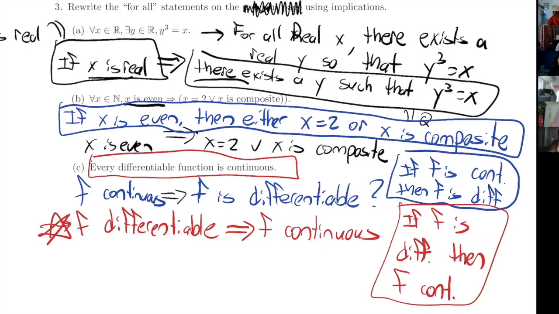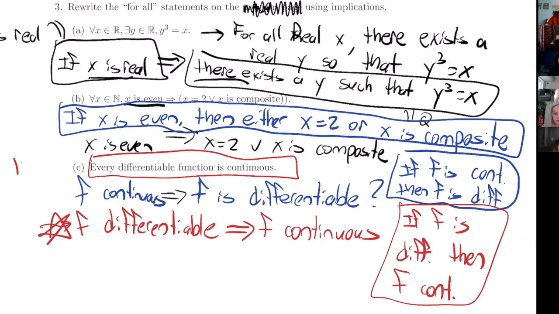What's a function which is continuous but not differentiable? Wasn't that the fractal thing we looked at? So that was actually an example of a function which is everywhere continuous but nowhere differentiable. Yeah, which is kind of weird, but yeah, that would work. That's right. So that would be a counterexample.